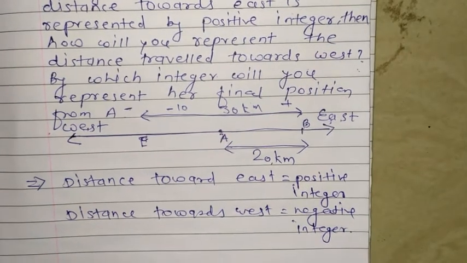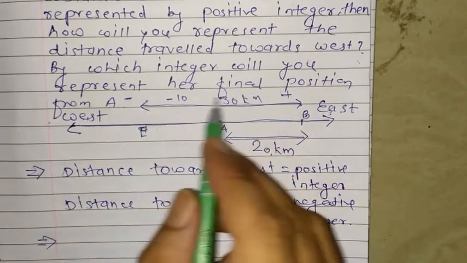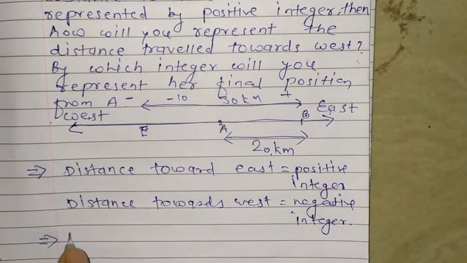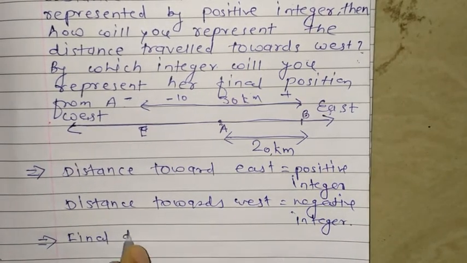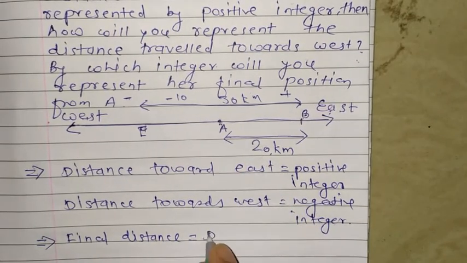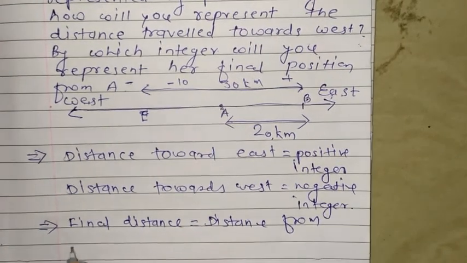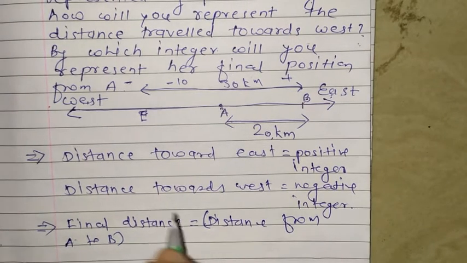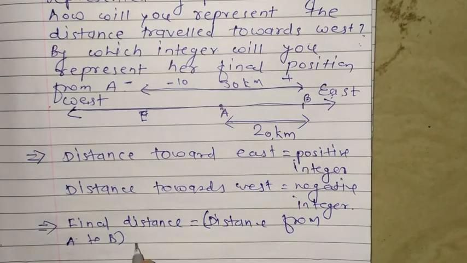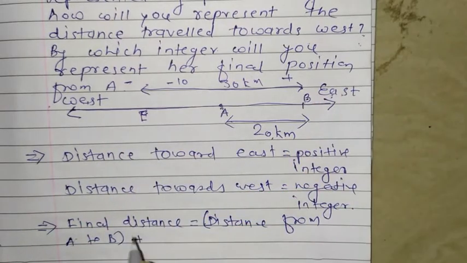So while calculating, the main thing is how you will solve. What they are asking is the final distance from A. So you can write here: final distance from A, in brackets you can write distance from A to B. As we are calculating distance from one point to another, we use the plus symbol, because you have to calculate this much distance and after that this much, so it is positive.